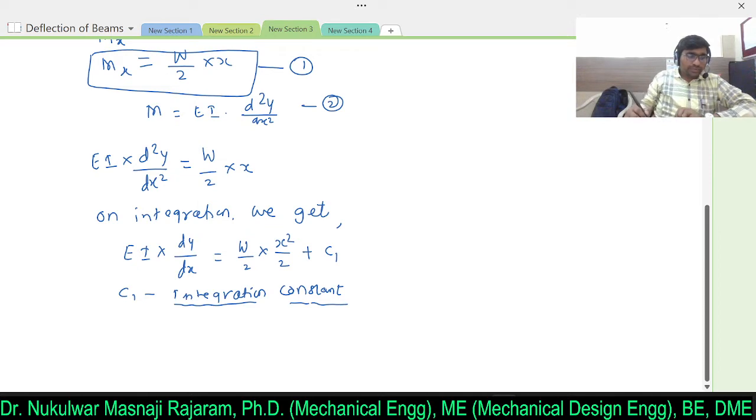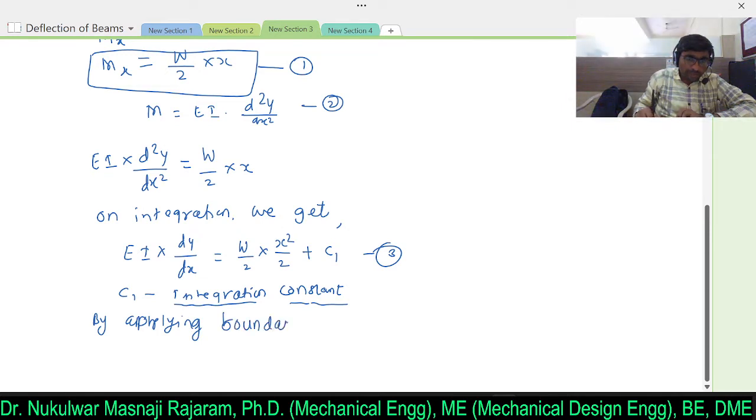Okay, so here we get the new equation. So here I can say equation number 3. Now in this equation what I will do, I will put the boundary condition. So by applying boundary condition. So what are the boundary conditions?